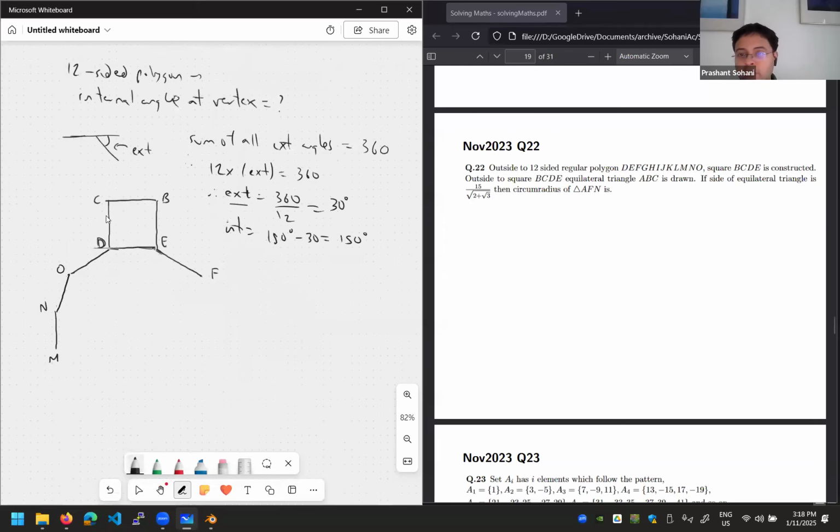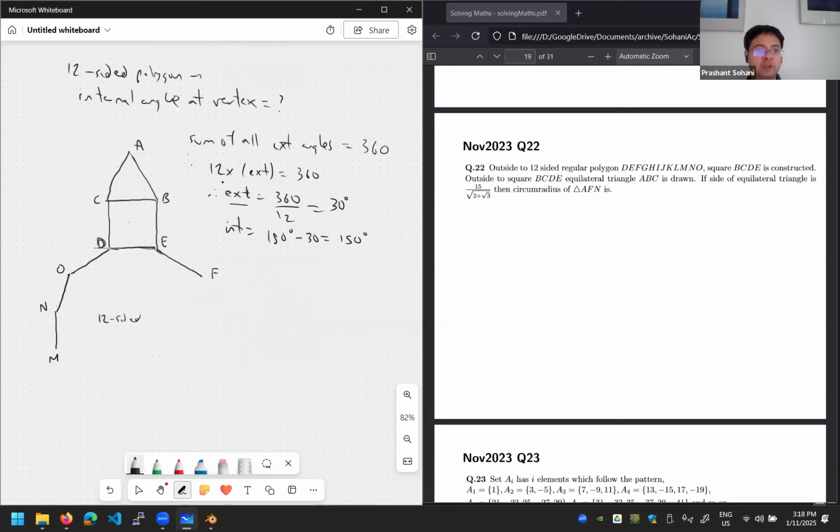Okay, and then further on side BC, another equilateral triangle is drawn. Okay, so this is the whole diagram. So you see, it looks already very complicated. The first is a 12-sided polygon. On one side you're drawing a square, and on that you're drawing an equilateral triangle.